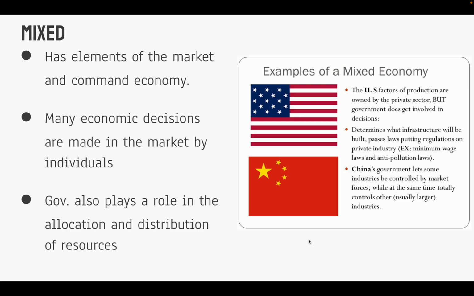Now, China is a little bit different because their government lets some of the industries be controlled by market forces. At the same time, they totally control other, usually larger, industries. So China has a bit of a mixed economy, but they definitely have a communist government. Their people don't have as many freedoms and rights as Americans, but they do have more of a blended economy because they even trade with the United States. So those are two examples.